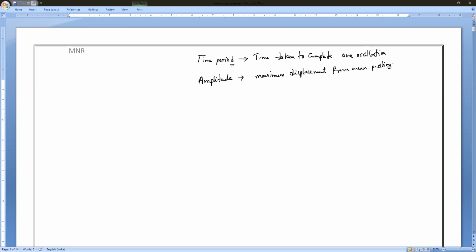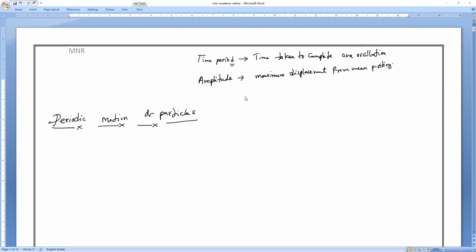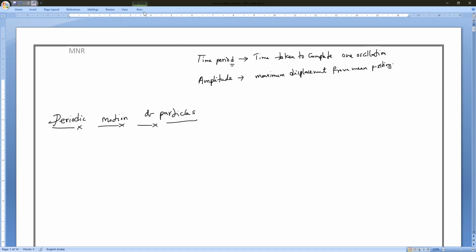So now, let us take periodic motion of a particle. All of you keep heading: periodic motion of particles. So what do you mean by periodic motion? You all know that. Can you tell me what you mean by periodic motion? You studied it in Class 8, 9th class also. At the starting, I taught you types of motions. So what do you mean by periodic motion, Sanjay?